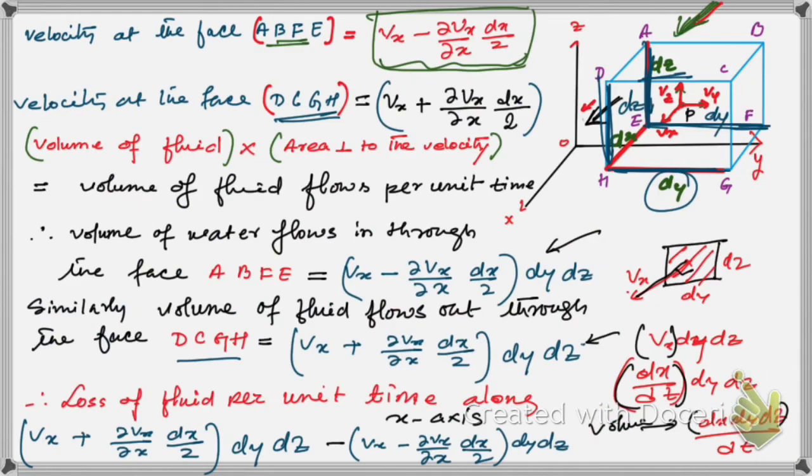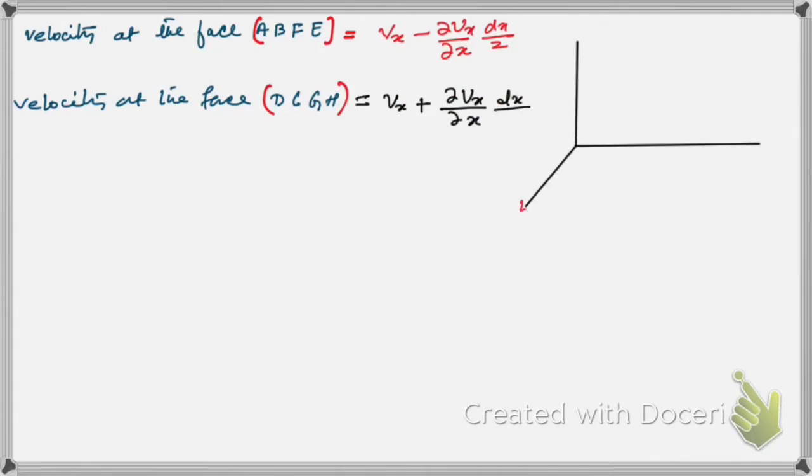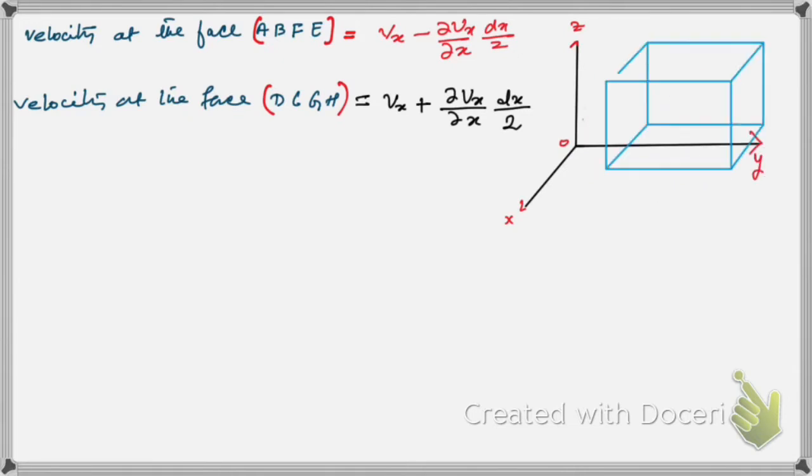Okay, so here you see velocity at the face AB. Let me rewrite the velocities again in the new slide. So these are the two velocities we have got. So this is by 2. So let me draw the diagram here again. This is the diagram. Right, so this is a figure that we have drawn. So let me redraw it.